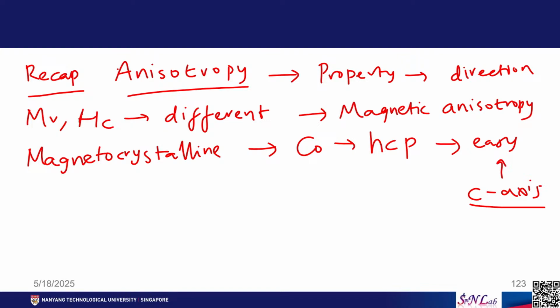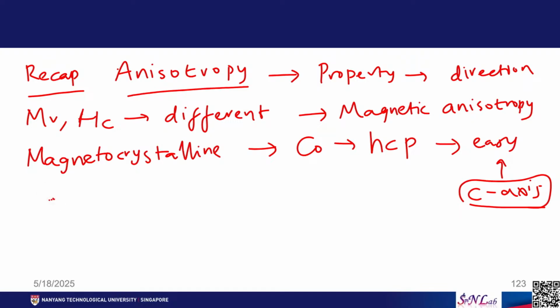For the time being, you imagine that A, B axes are in the plane, and C is in the vertical direction of the unit cell. So, there is an anisotropy easy axis along the C direction. So, this is something that we learnt.